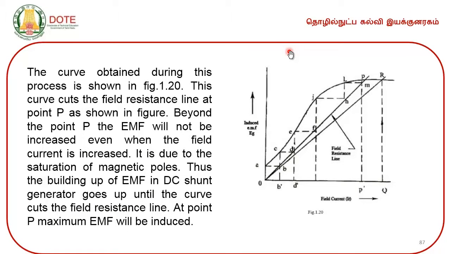It is due to the saturation of magnetic poles. Thus, the building up of EMF in a DC shunt generator goes up until the curve cuts the field resistance line. At point P, maximum EMF will be induced and thereafter it remains constant irrespective of whether we increase the field current or decrease it.